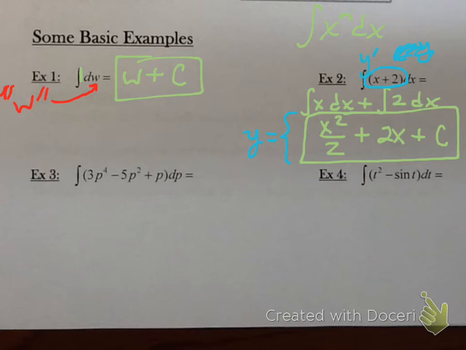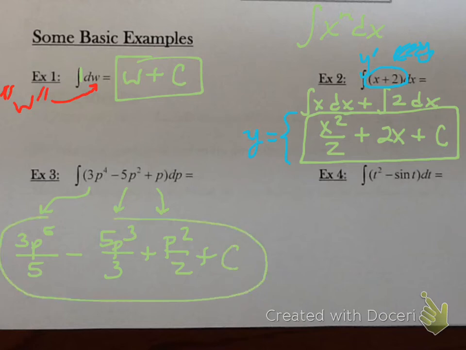Okay, let's try example 3 and example 4. Now, if you feel good, you can kind of move on here. But basically, we're going to have 3 different pieces to worry about. So the integral of 3p to the 4th would be 3p to the 5th over 5. The integral of 5p squared would be 5p to the 3rd over 3. And the integral of p would be p squared over 2. And then, as always, adding the plus c. So using those power rules.